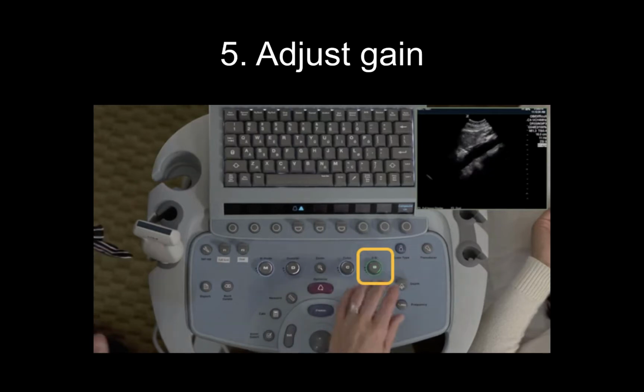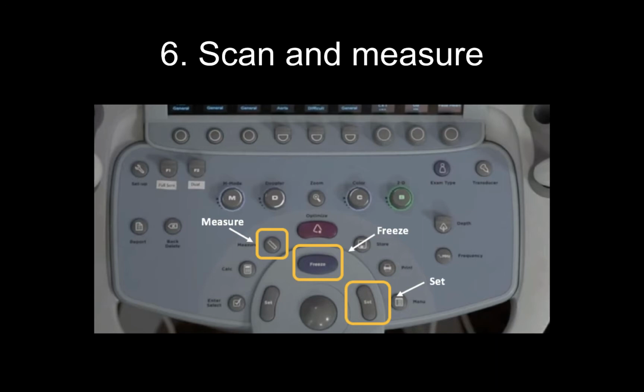Sometimes the image will be too bright or too dark, so you can adjust the brightness of the image using the knob with a B on it. B is for brightness. The brightness button is also sometimes called the gain button on different machines. Once you're satisfied with your image, if you want to perform distance measurements, you can use the freeze button at the middle of the keyboard and then select the measure button, which is marked with a little ruler. And then you can use the set buttons to mark the location of your measurements.